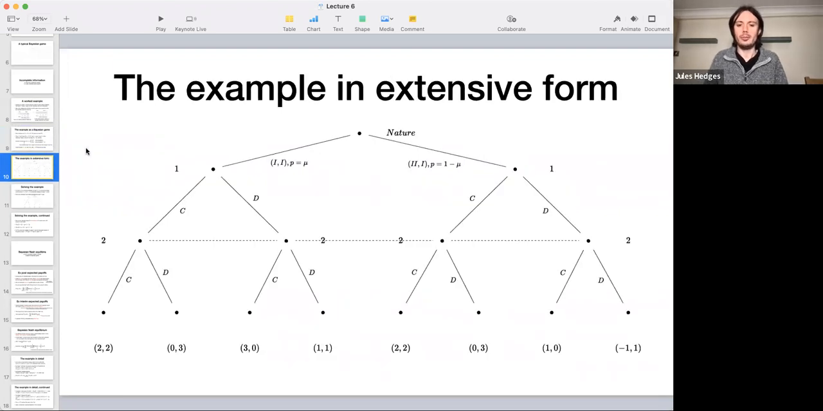So we can slightly more usefully draw this as an extensive form game. Here we have the combination of types 1, 1 with probability mu, and the combination of types 2, 1 with probability 1 minus mu. And then we have two bimatrix games here. I've set up the information sets so that player 1 knows their own type, but player 2, all of these 4 nodes are in one information set. So player 2 knows nothing. They don't know player 1's move. They also don't know the type. Of course, they know their own type, but there is only one. And then the payoffs are given down here.